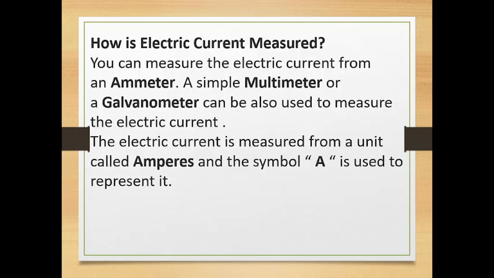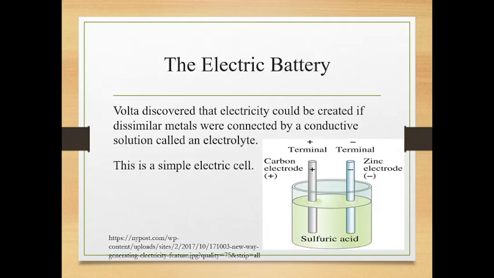How is electric current measured? You can measure the electric current with an ammeter, or simply a multimeter or galvanometer can also be used to measure the electric current. The electric current is measured in a unit called amperes, and the symbol A is used to represent it.